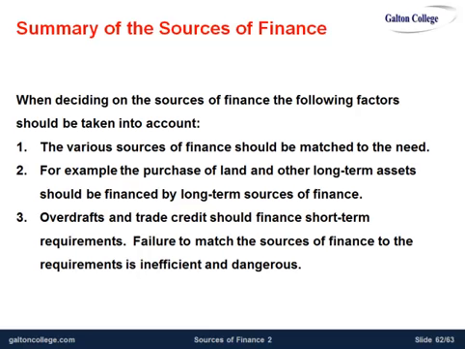Various sources of finance should be matched to the need. There are various sources available, but it depends on the need. Is it long-term, short-term? What is it? The purchase of land and other long-term assets should be financed by long-term sources of finance. Sounds right. Overdrafts and trade credit should be short-term because they're more expensive. Failure to match the sources of finance to the requirements is both inefficient and dangerous.